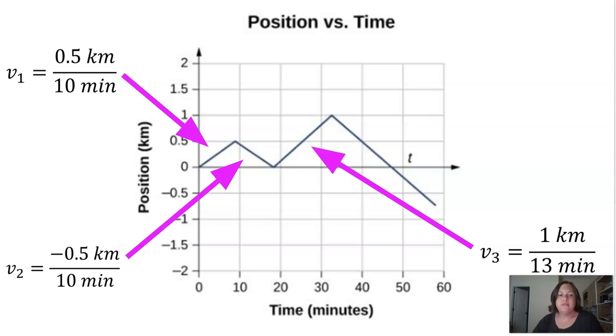In the third part of her journey, she began to walk a little faster. You can tell because the slope of the line is slightly steeper. The steeper a line on a position time graph, the faster the speed.